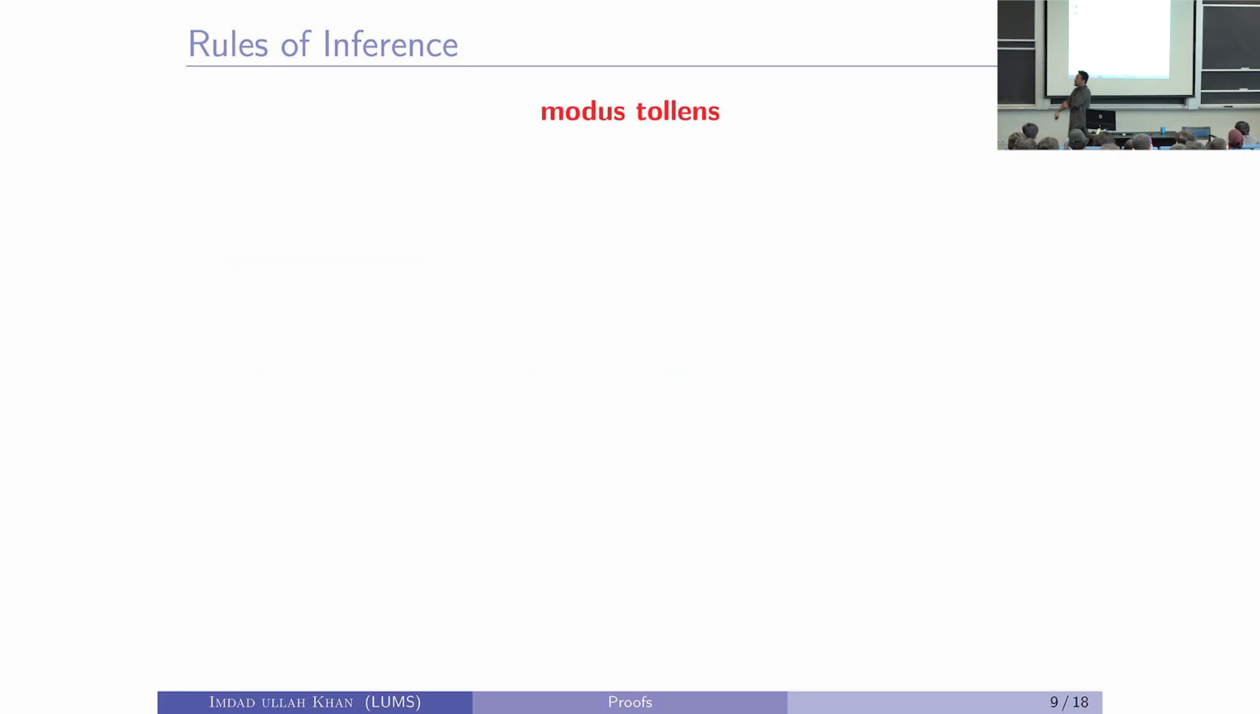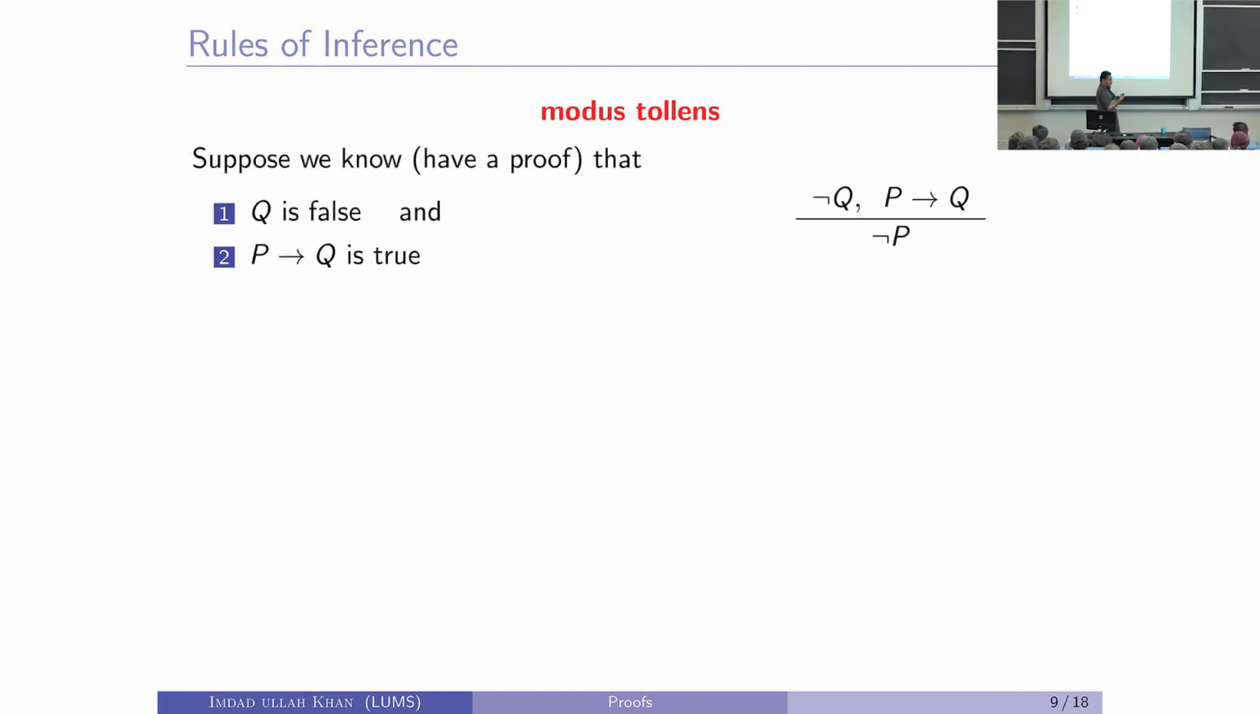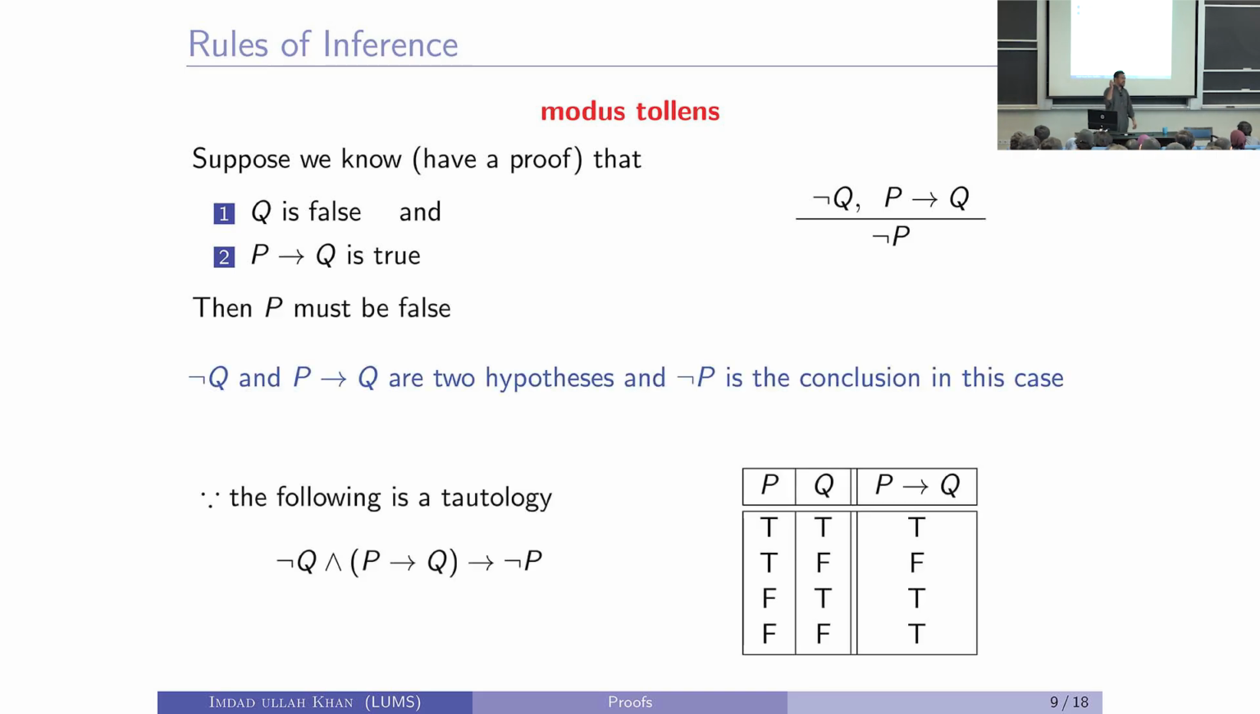Okay, modus tollens is another rule of inference, which says that if you know for a fact that Q is false and that P implies Q is true, then we can conclude that P must be false. So Q is false and P implies Q is true. Together these 2 statements imply that P is false. Okay, this is how it's written: not Q together with P implies Q, and then both of them together imply that not P is true.